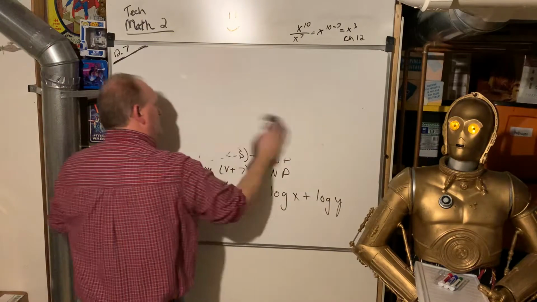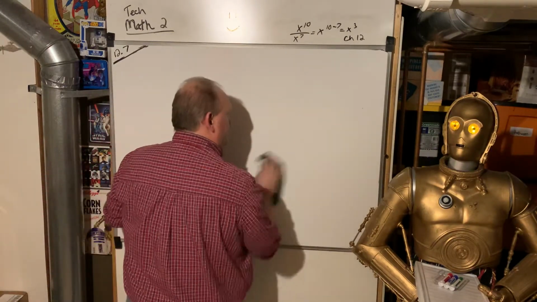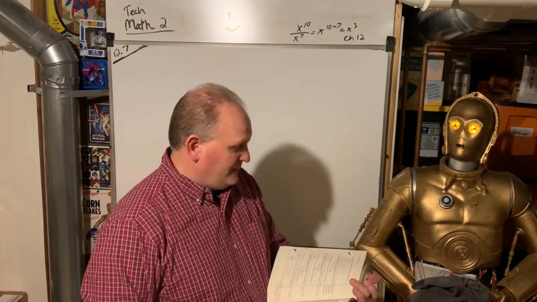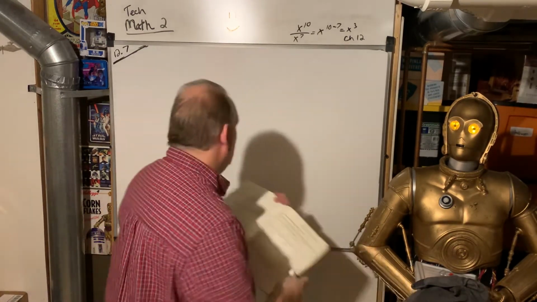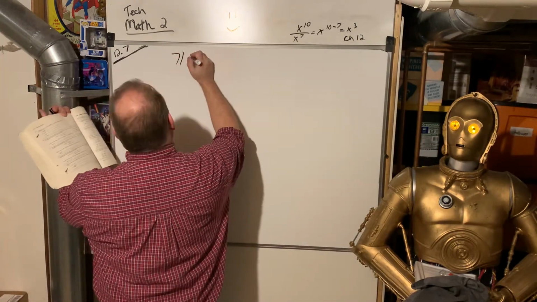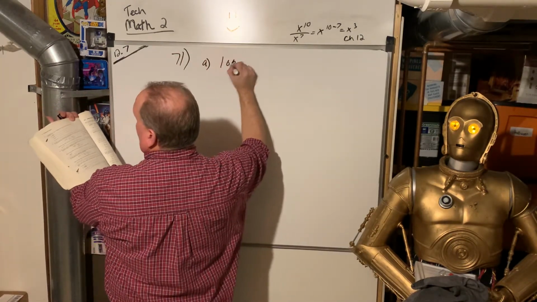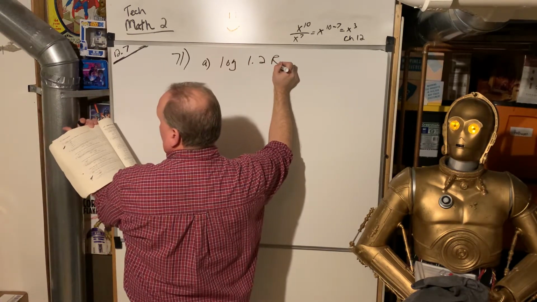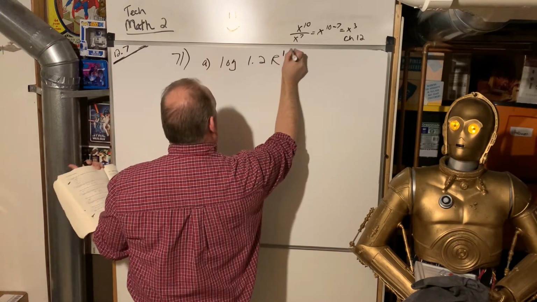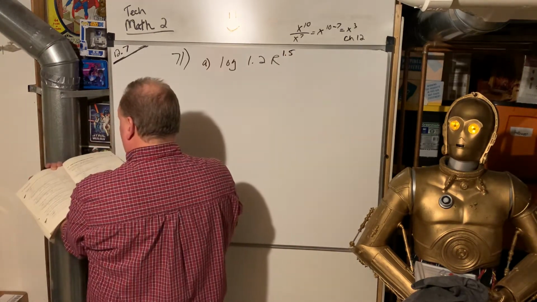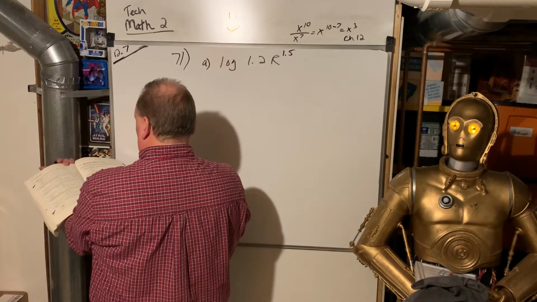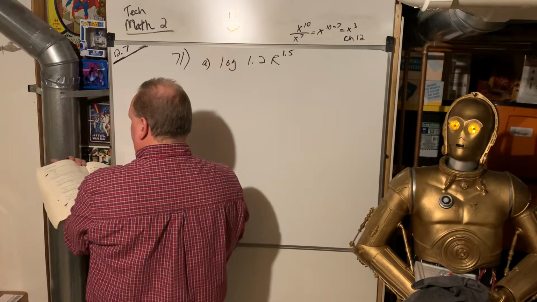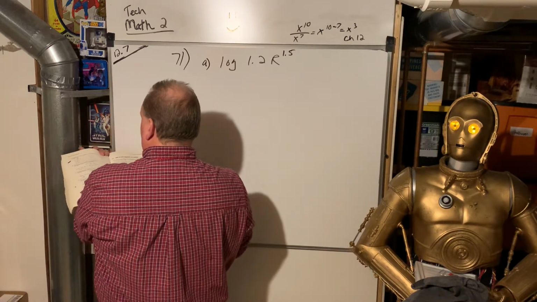Let's do one more in this section. We'll press on to the next one. So we've got number 71. It is log of 1.2r to the 1.5 power. Okay. Interesting. Using as many laws as possible. Write each of these in equivalent form.